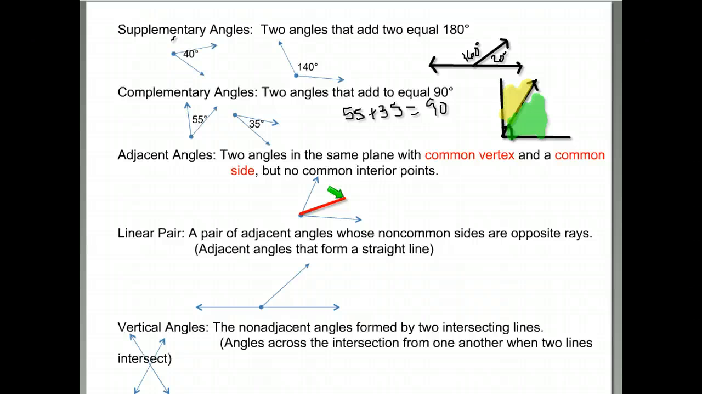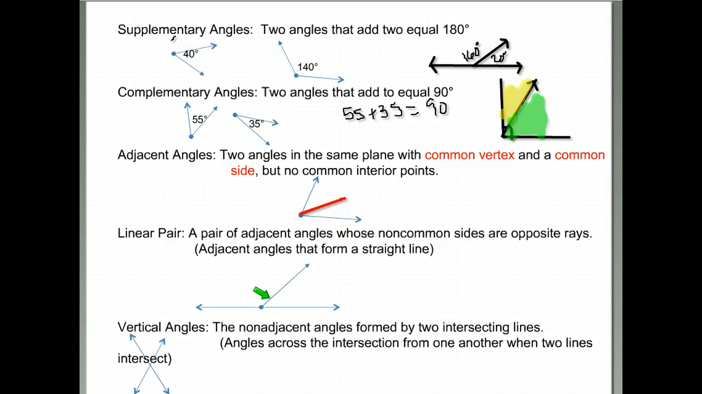Okay, a linear pair is like the picture that I drew up above. A linear pair involves two angles that form a straight line. Their technical definition is a pair of adjacent angles whose non-common sides are opposite rays.